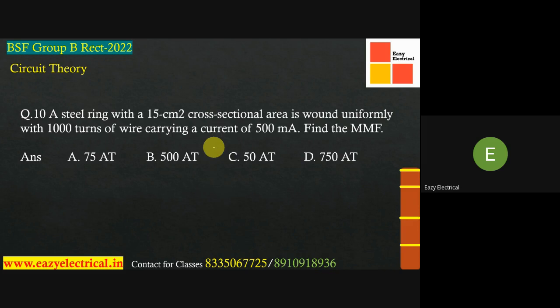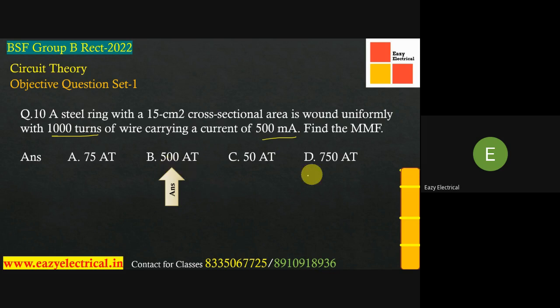So what they are asking is to calculate the value of MMF. How to calculate MMF? Ampere into turn, correct. We must multiply the current with the number of turns. So the current here is 500 milliamperes and the turns here are 1000 turns. So what is the correct answer? 500 ampere turns, correct? You see, 500 ampere turns is the correct answer.